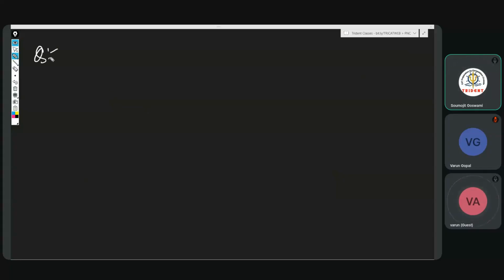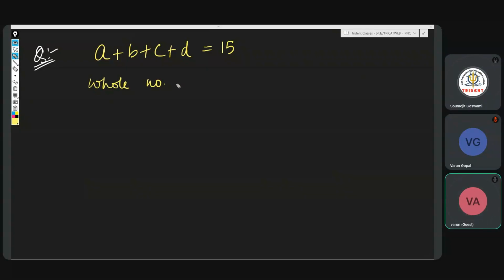The question will be, let's say we'll stick to the 15 only. A plus B plus C plus D is equal to 15. Guys, I'm taking you to the question type. This is just an example. You are supposed to find all the whole number solutions. This is where you will start loving permutation combination. And A, B, C, and D has to be greater than or equal to 1.